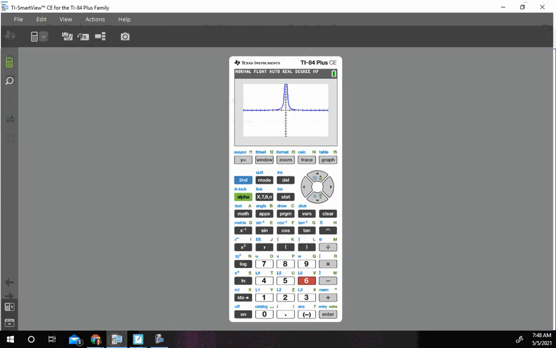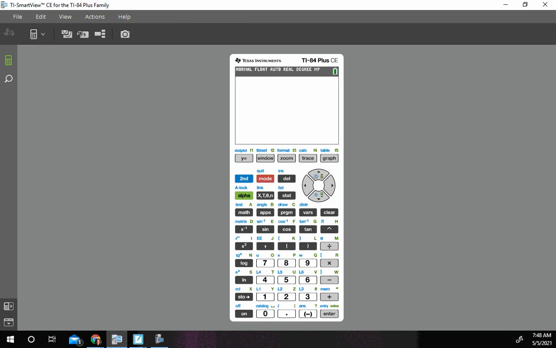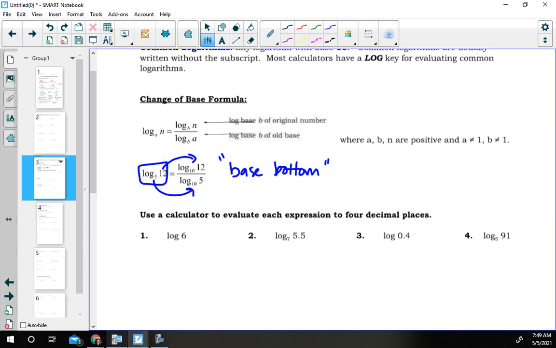Okay, so now typing it in, I use my common log, it's right there. So it was log of 12 in parentheses divided by log of 5, my base. Every calculator has our general common log. If you have the log base button, you can use that to check your answers. Otherwise, if you have a TI-83 or an older TI-84, you'll have to go this route. So my answer then is 1.5440 for this one. All right, so now we're going to check our next one.